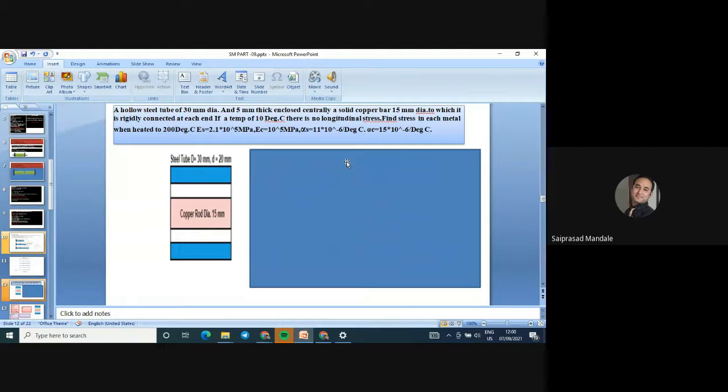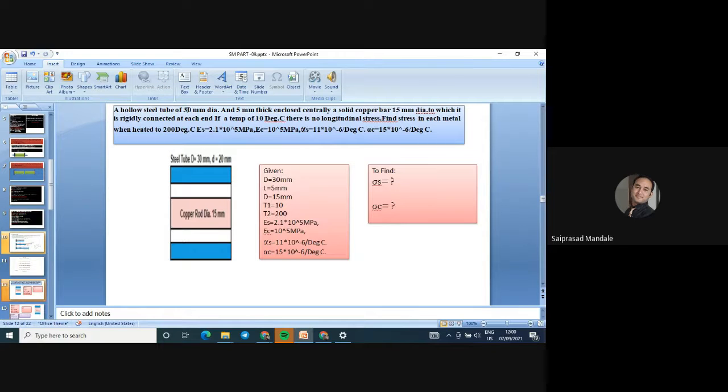This is the numerical. Try to understand only one numerical, and it is very easy for you to solve the others. A hollow steel tube of 30 diameter. Simultaneously, I am going to write what is given. So capital D is 30, and thickness T is 5. It encloses centrally a solid copper bar of 15, so I write small d as 15.